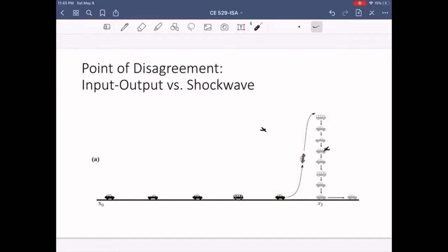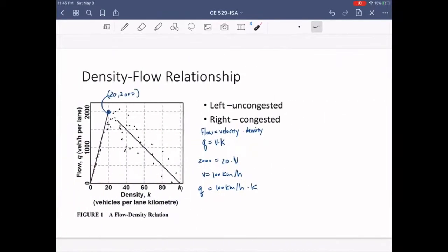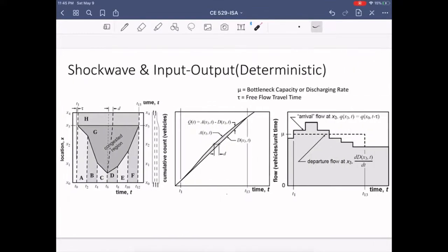So let's take a look back at the input-output graph here. Like I said, this top curve represents the arrival vehicle count, and this one is drawn based on the density flow relationship, the uncongested density flow relationship. Right here, the slope of this curve is 100 km/h. So this arrival curve assumes that the drivers would reach the point of X3, where the congestion is, at the speed of 100 km/h.